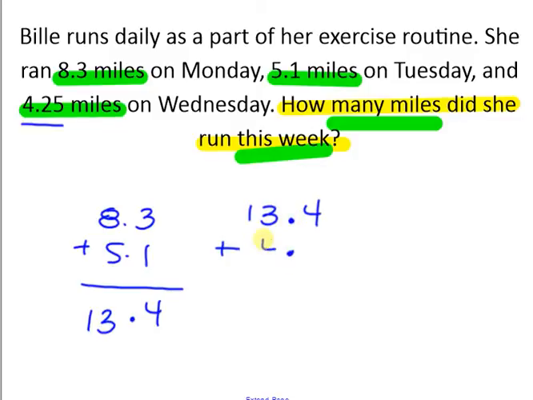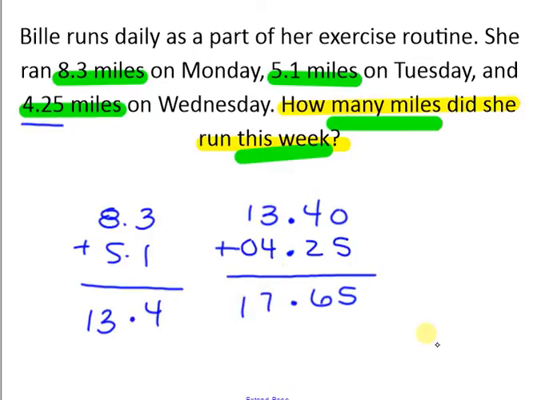The number next to my decimal is a 4, and on the other side is a 0.25. Then I'm going to just go back in and add my placeholders. So 0 plus 5 is 5, 4 plus 2 is 6. Bring down my decimal. 3 plus 4 is 7, 1 plus 0 is 1. So the answer to the problem is she ran 17.65 miles.